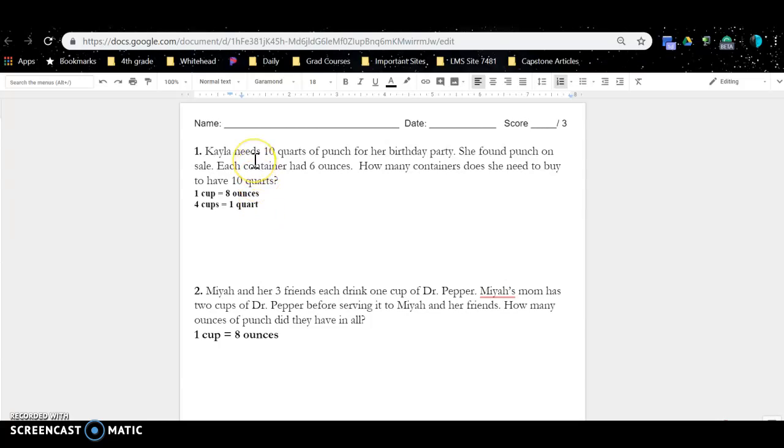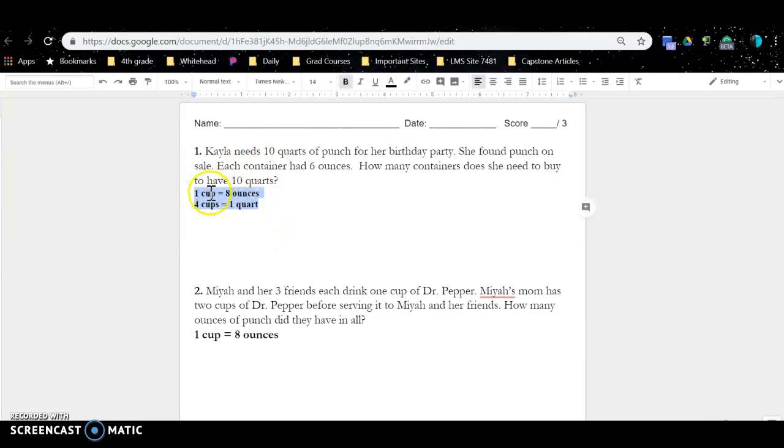So Kayla needs 10 quarts of punch for her birthday party. She found punch on sale, and each container has 6 ounces. How many containers does she need to buy to have 10 quarts? Well, I'm also given some conversions here, and I know that she has 10 quarts and the containers are in ounces. So I'm essentially having to go from quarts to ounces because I want to figure out how much Kayla has in ounces. And then, because I know each container contains 6 ounces, I'm going to divide her total number of ounces by the 6-ounce bottles to see how many bottles she has to buy.